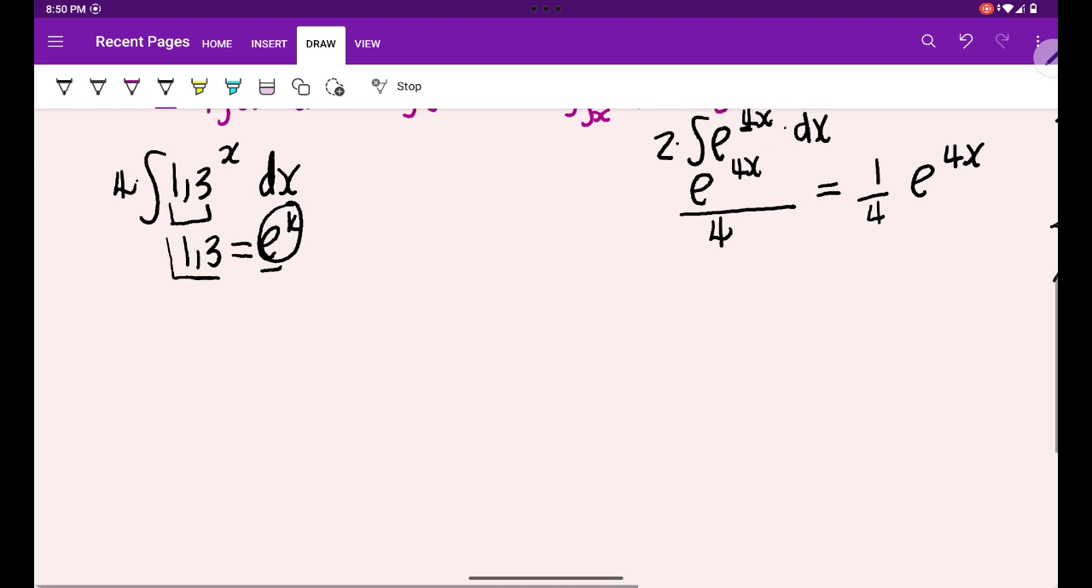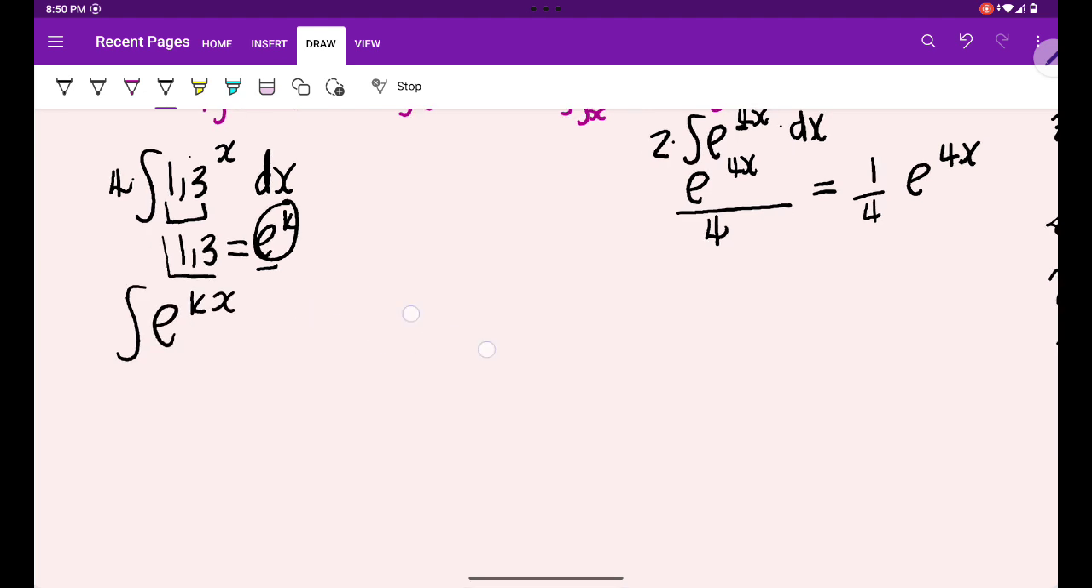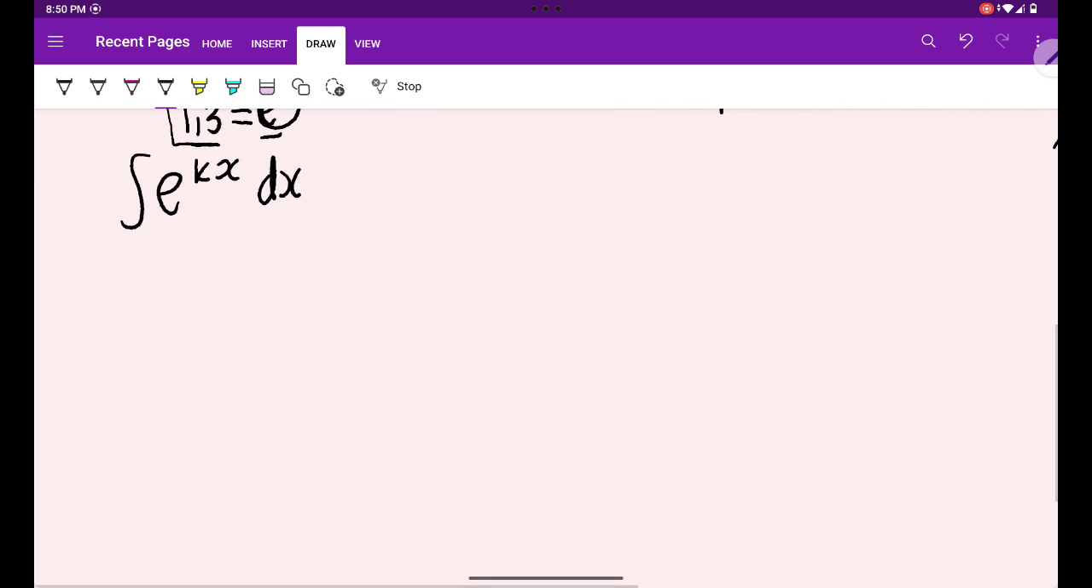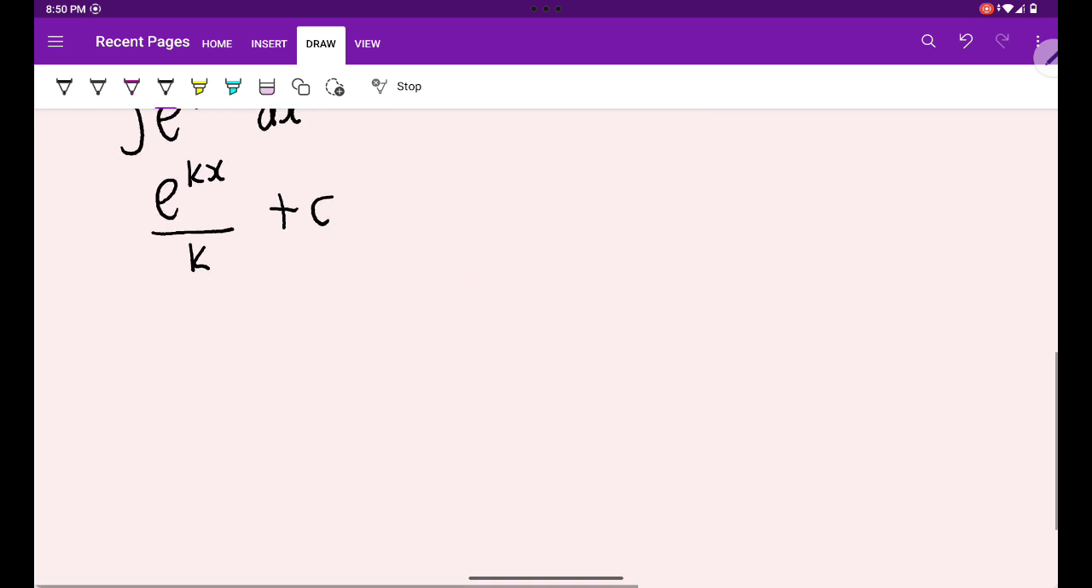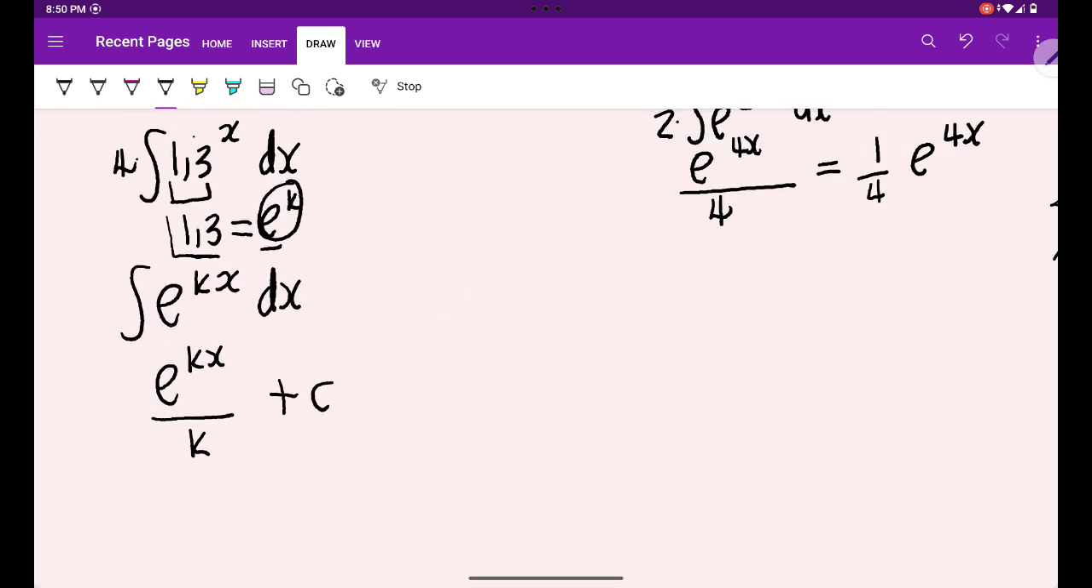So let's do that. Wherever there is 1.3, I'm going to put e to the power of k, and then I put the x exactly as it is, dx. Now I have e to the power of kx. What does the rule say? The rule says write the function as it is and divide by k. So I'm going to say e to the power of kx over k, plus c.